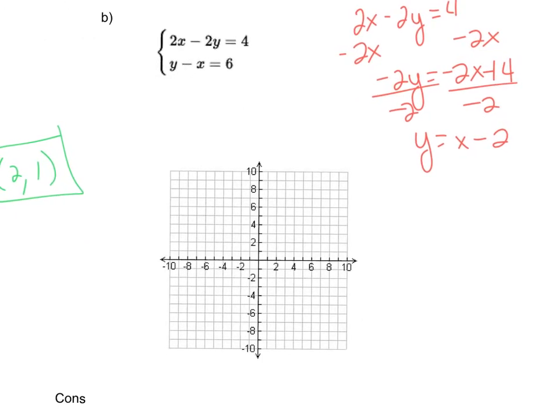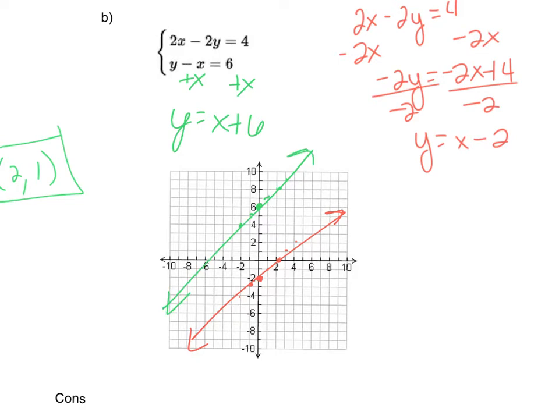Okay, let's graph it. So we go down to negative 2, and then up 1 over 1. Man, my lines are really bad today. Okay, the next one, we're just going to have to add x to get this in slope-intercept form. So we have y equals x plus 6. Plus 6, that'll be up 1 over 1 again.